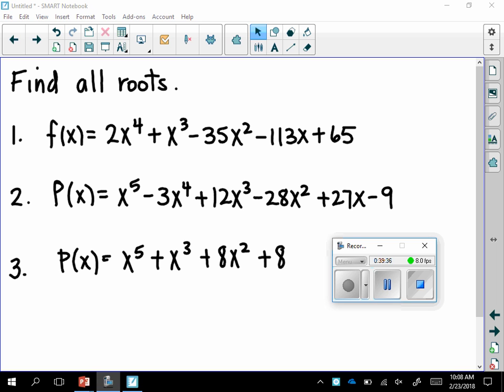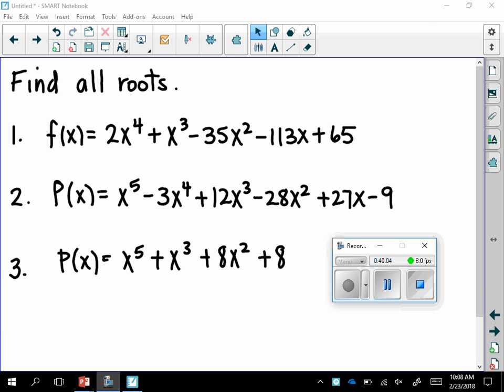Let's see, 1 goes into 65, what else does? 5 does, 13, and 65. Okay, so just 4. And then you'll take each of those and put them over 1, and then put them over 2. So you'll probably have about 16 different numbers to try when you include the positive and negative. What's one that worked?